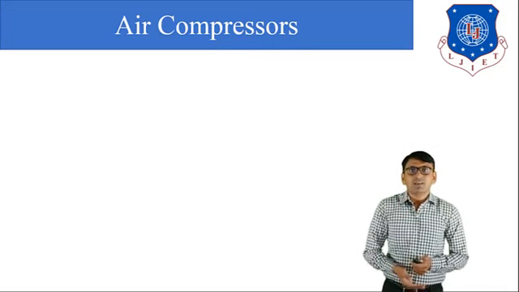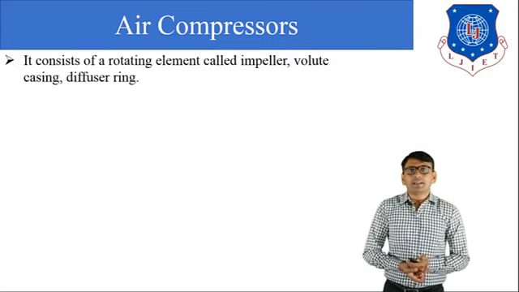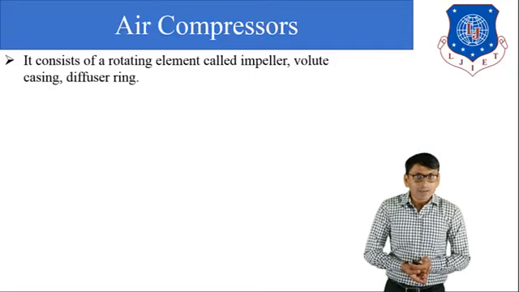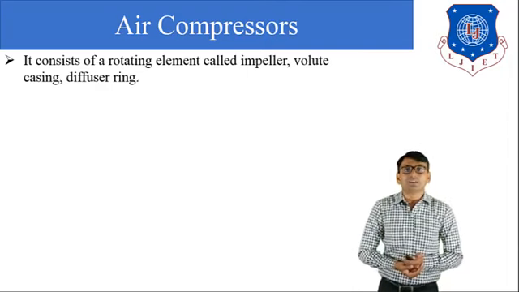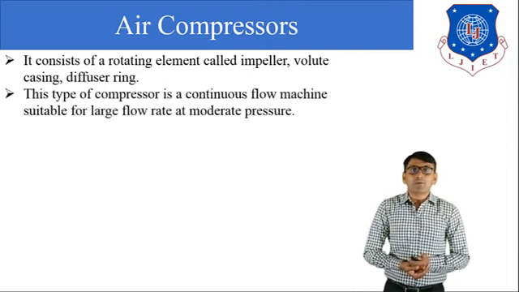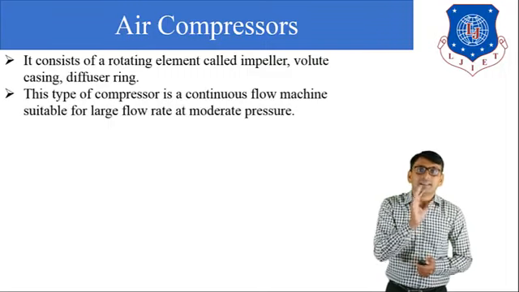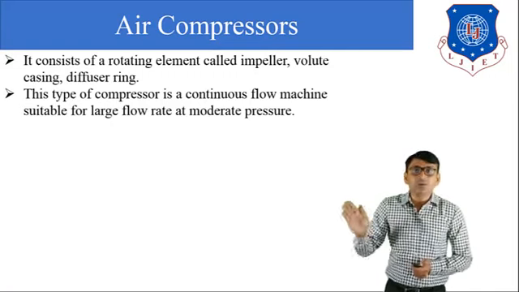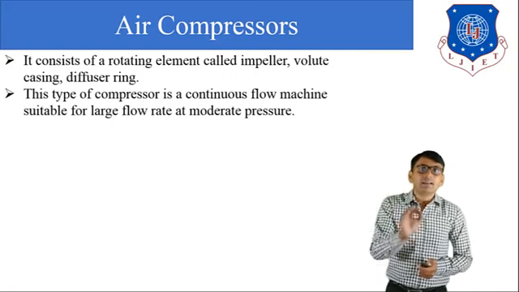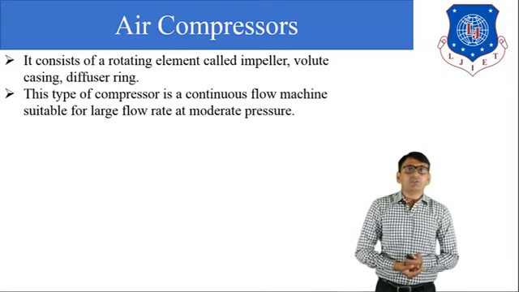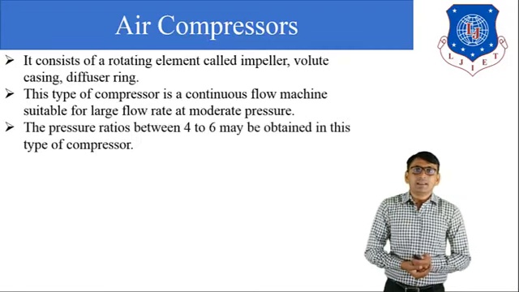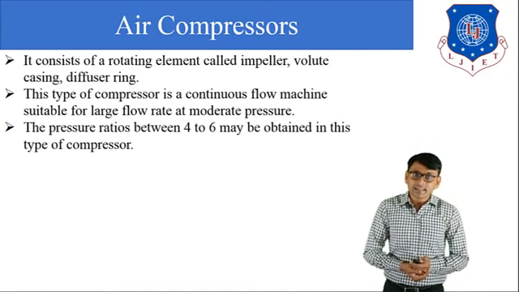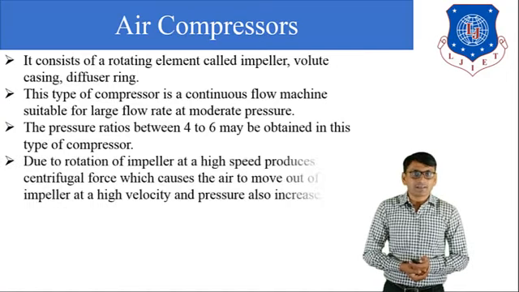pressure increases. So it consists of a rotating element that is called the impeller, then the casing, casing means outer box, and then the diffuser. Now this type of compressor is a continuous flow machine. It means we get a continuous supply of high pressure compressed air, and it is suitable for large flow rate at medium pressure. A pressure ratio between 4 to 6 may be obtained in this type of compressor.